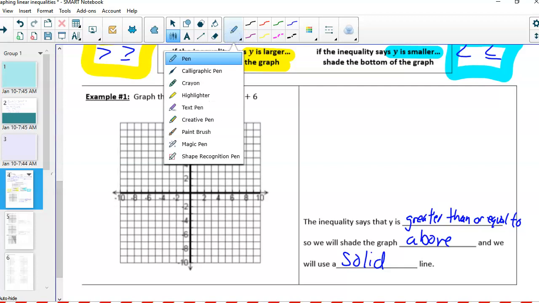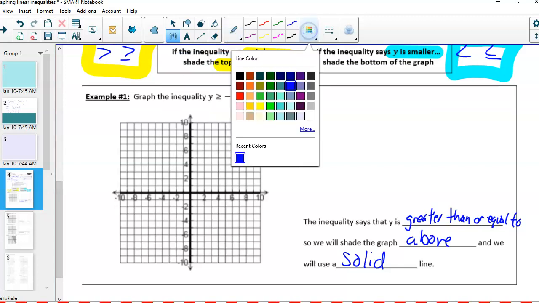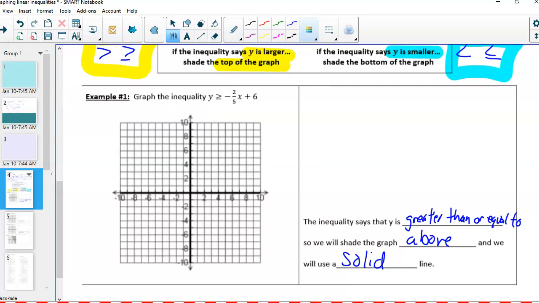Alright, so let's first graph the line. Where do we start? At 6. And then our slope is negative 2/5. What directions would I go to get there? Down 2 and right 5, as many times as possible. And what other directions could I go? Up 2 and left 5, as many times as possible.